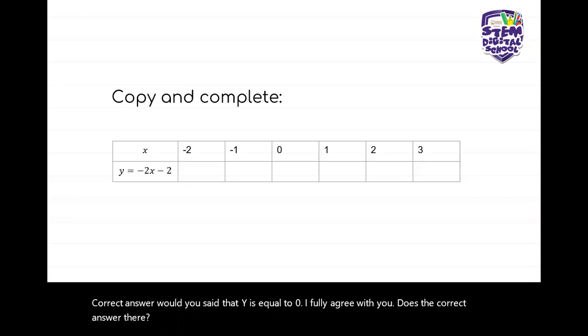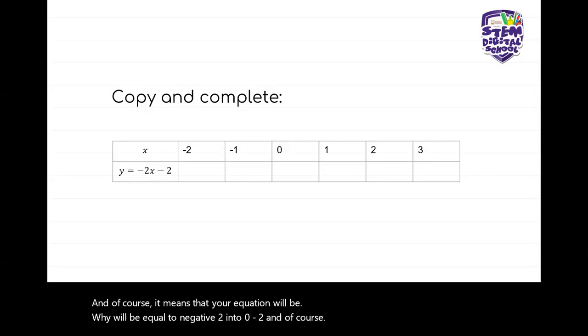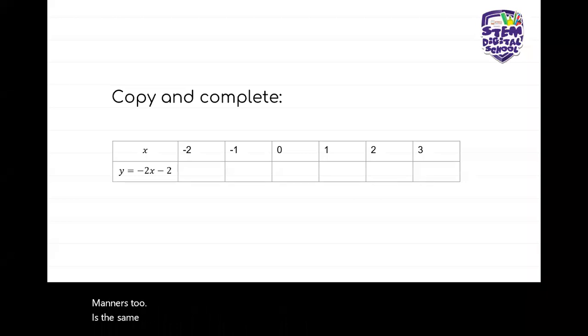And then if x is 0 now, once more, you have to substitute your 0 there into the equation. And of course, it means that your equation will be y will be equal to -2 into 0 minus 2. And of course, the final answer will be 0 minus 2, which is -2, as Lesedi said. So remember that 0 minus 2 is the same as -2. So Lesedi, I agree with you.